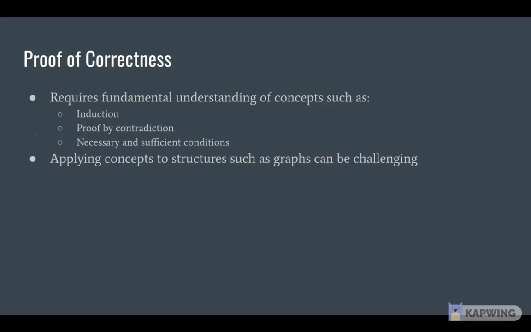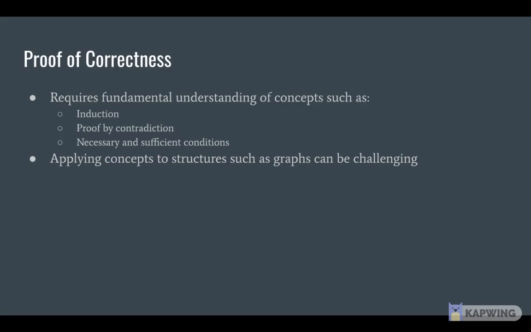Proving the correctness of an algorithm requires fundamental understanding of concepts such as induction, what is strong induction, what is weak induction, proof by contradiction, necessary and sufficient conditions, if and only if conditions. While these concepts have been covered in CS 250, the knowledge of translating these concepts to structures such as graphs has not been covered in depth, and this can be challenging for students.